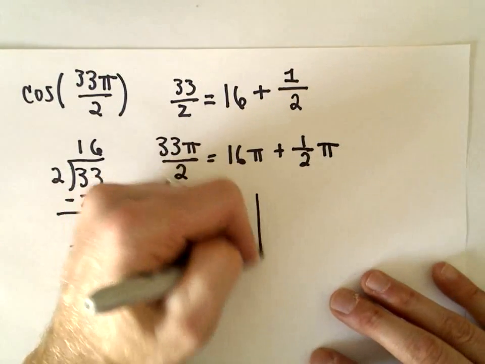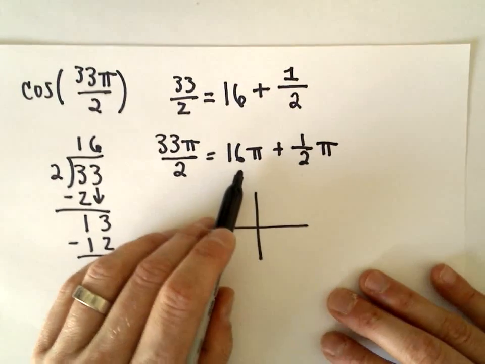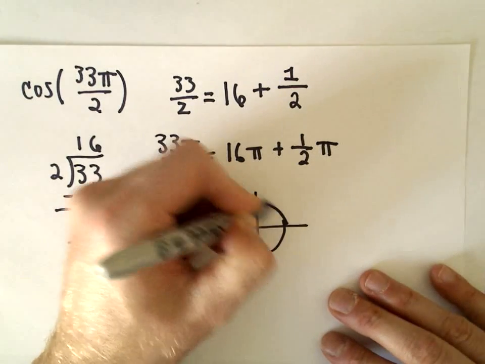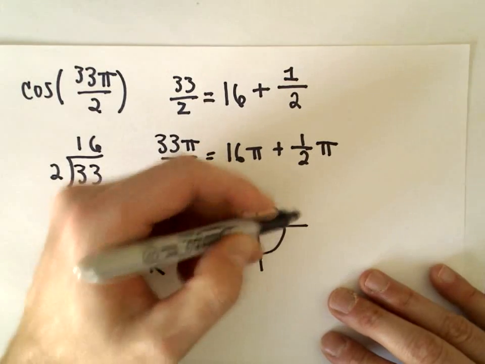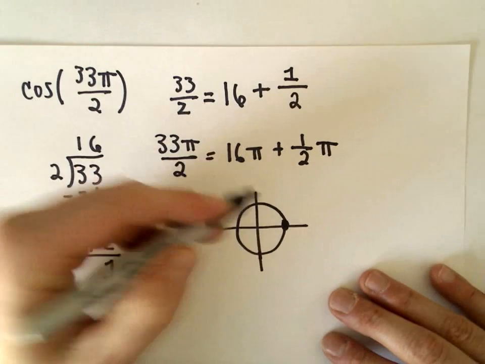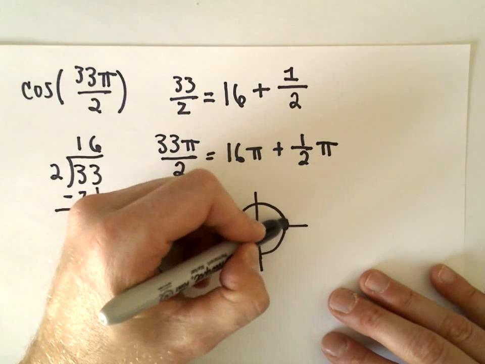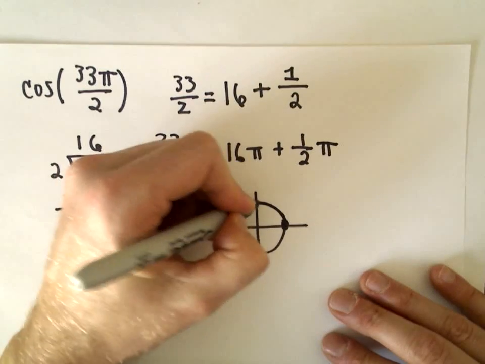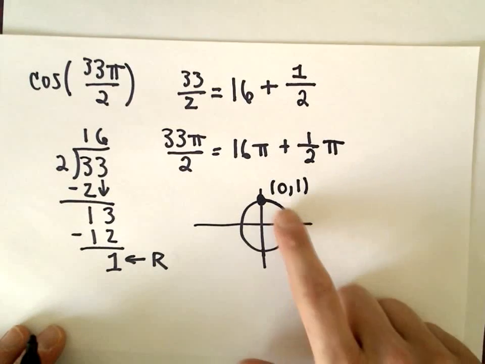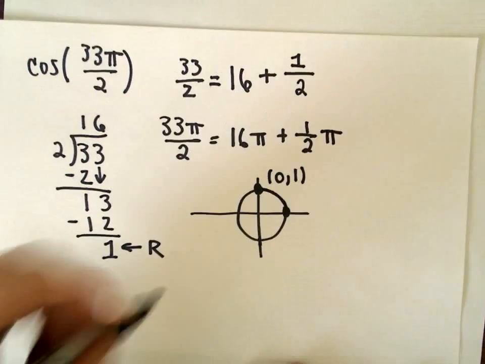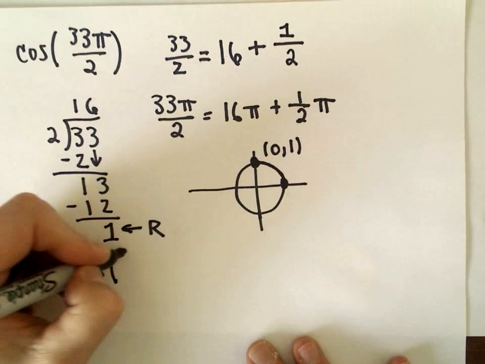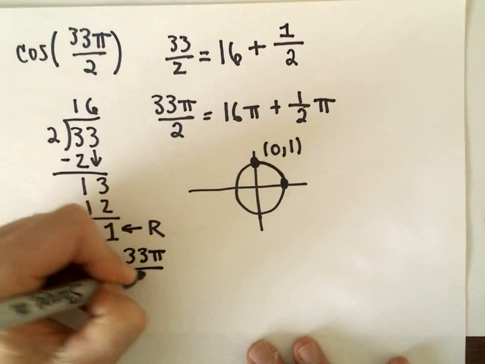So in terms of the unit circle, if I go around 16 pi, okay, so there's 2 pi, 4 pi, 6 pi, another will give me 8 pi, 10, 12, 14, 16 pi. If I go around 16 pi, I'm going to be right here. I go another pi over 2, it's going to put me at the top of the unit circle, which is going to correspond to the point 0, 1.